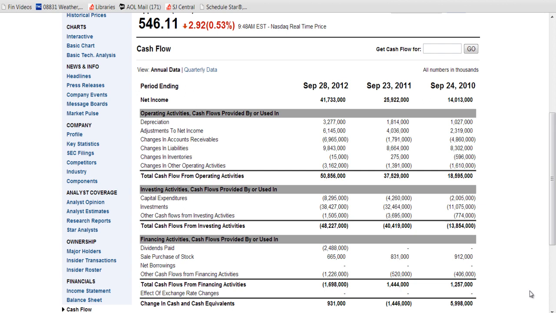So one of the uses for the statement of cash flows is that we can compare the cash from operating activities to the company's net income. If the cash from operating activities is consistently greater than the net income, we say that the company has a high quality of earnings. On the other hand, if the cash reported is less than net income, then we say that this is low quality earnings. Okay, you're not as certain about this.